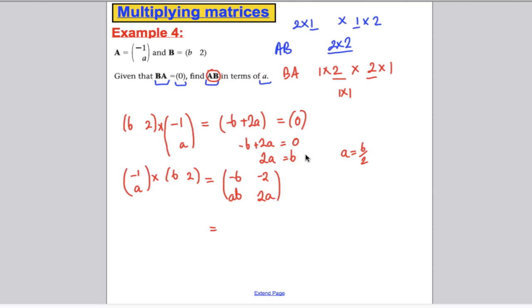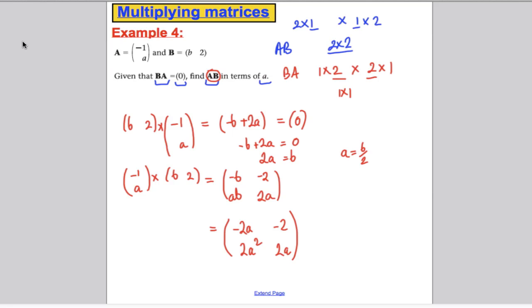Well, we know that B is equal to 2A, so this would be negative 2A, just substituting 2A for B. Then A times B, well, B is 2A, so A times 2A is 2A squared, and the 2A is fine over here. And hence our final answer would be negative 2A, negative 2, 2A squared, and 2A, and we're done. And that's all.